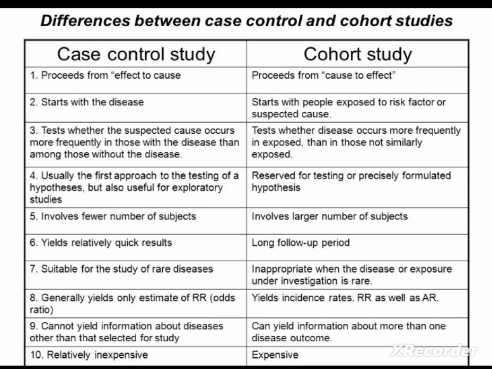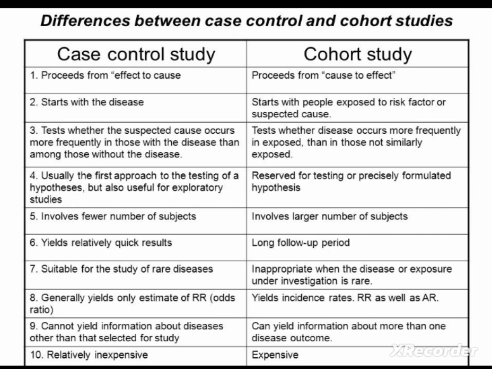Case control studies involve a fewer number of subjects, or small number of subjects. Cohort studies include a large number of subjects. Case control studies yield relatively quick results, but cohort study needs a long follow-up period. Case control studies are suitable for rare disease. Cohort studies are inappropriate for rare diseases.